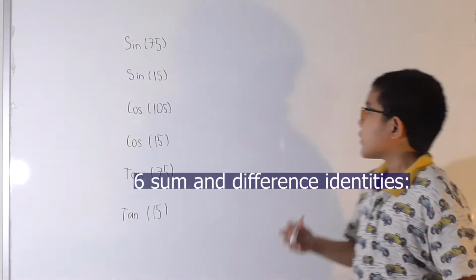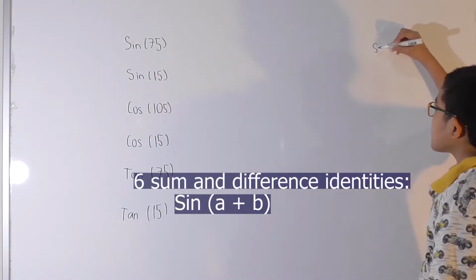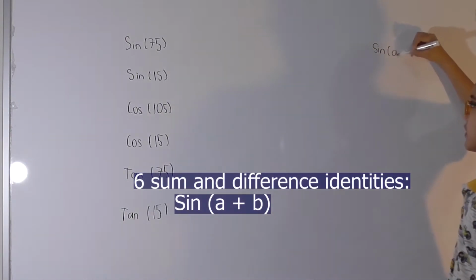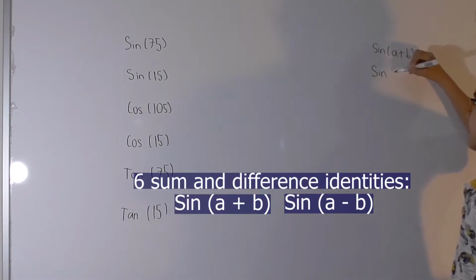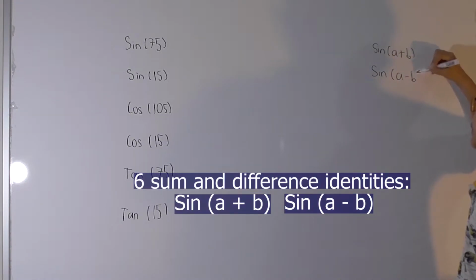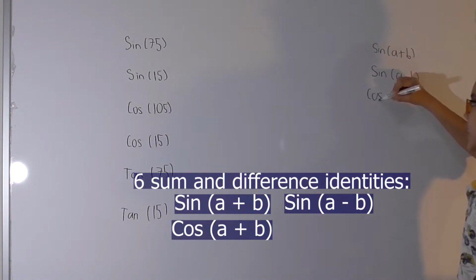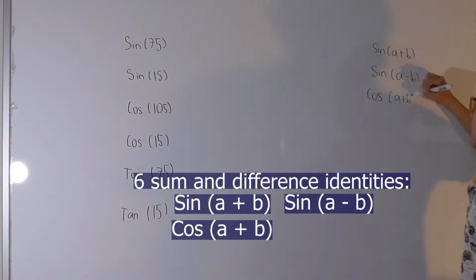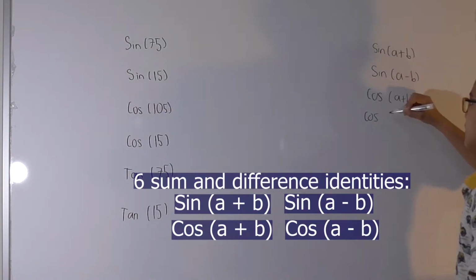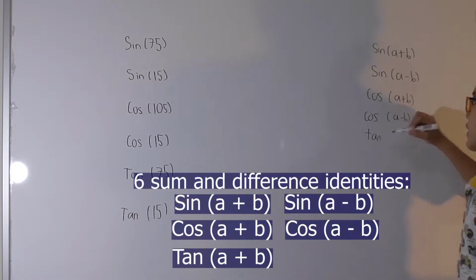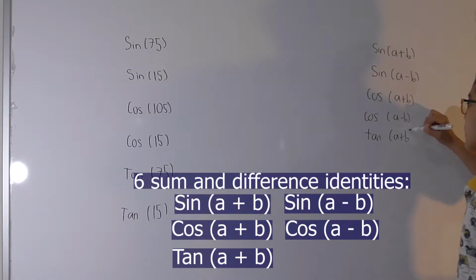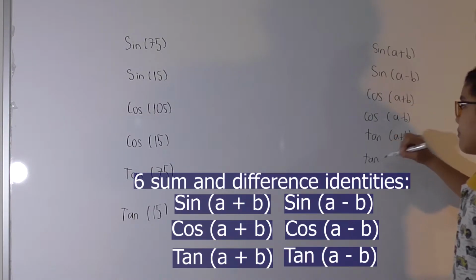They are the sine of A plus B, sine of A minus B, and the same thing for cosine, both of them, and then tangent, A plus B and A minus B.